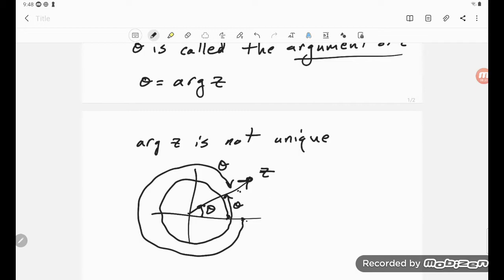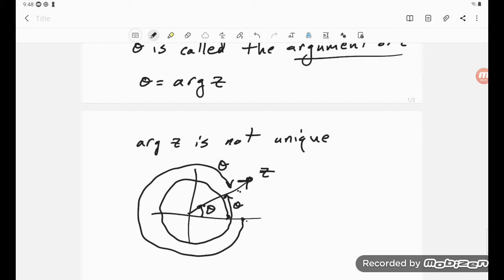But just realize what we use for theta doesn't necessarily have to be unique. If you want to specify that theta has to be between, say, 0 and 2 pi, you can do that, or you can specify that it's between, say, minus pi and pi, those types of things. But that is arg z.